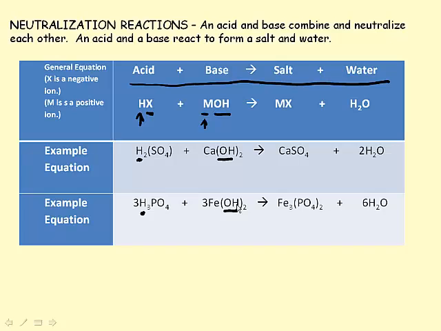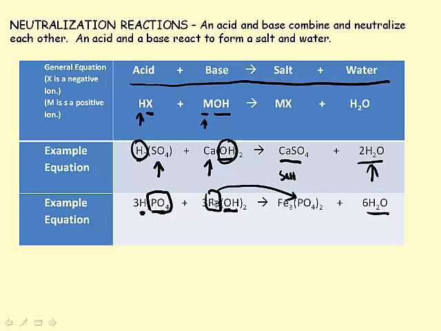What ends up happening here is that the metal combines with the non-metal from the acid, and you get the salt. What's left over is the hydrogen and the hydroxide, and those two combine to form water. You can see the same pattern with the one down below here. Hydrogen and hydroxide are going to form the water, and the other parts are going to combine to form the salt.